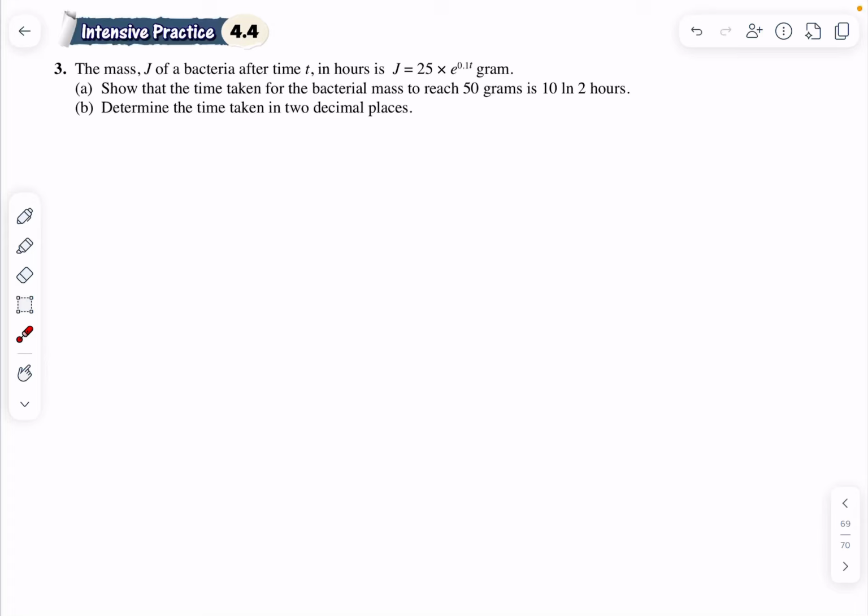Intensive practice 4.4, question 3. The mass of bacteria after time t in hours is this many grams. Show that the time taken for bacterial mass to reach 50 grams is this one, right? So the mass is 50, 25 times e power 0.1t, right? So we need to show that the t has to be this.